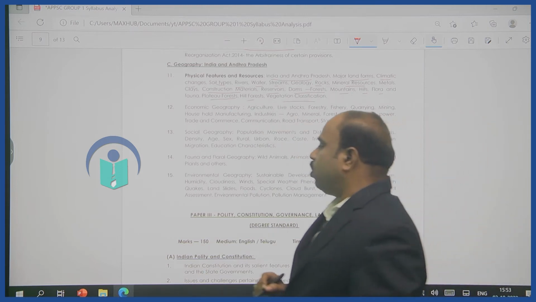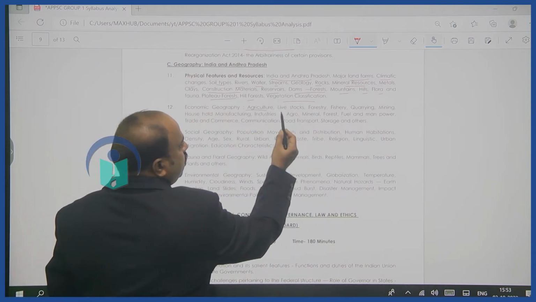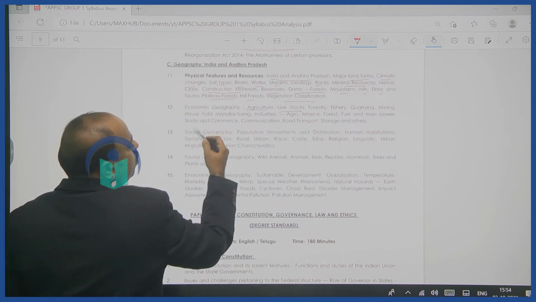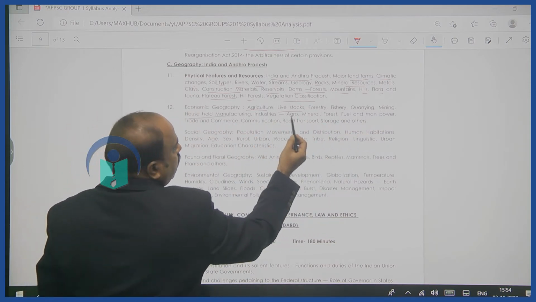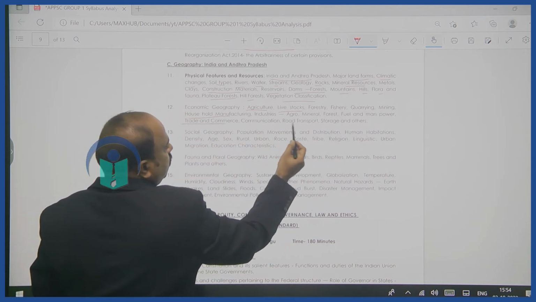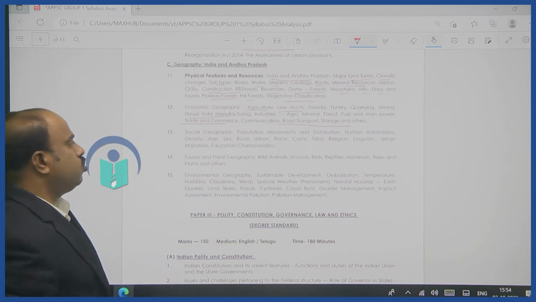The next, coming to the economic geography, here we will be studying about agriculture, livestock, forestry, fishery, quarrying, mining, household manufacturing. Okay, the next, agro, mineral, forest, fuel and manpower, trade and commerce, communication, road transport, storage and others. So these come under the economic geography.